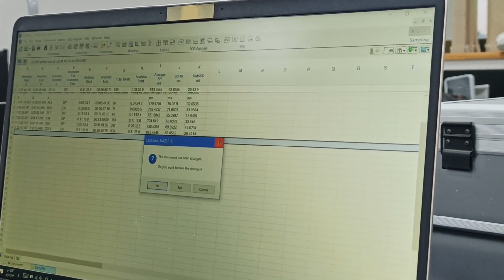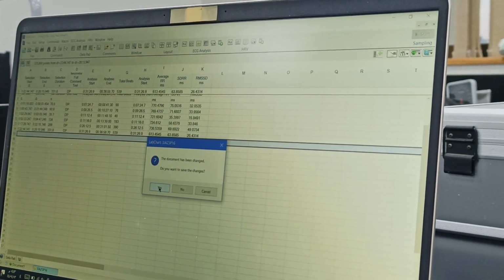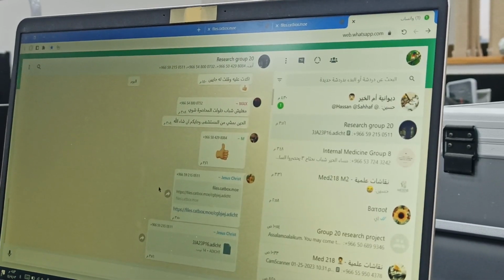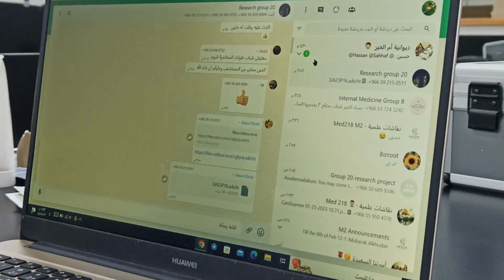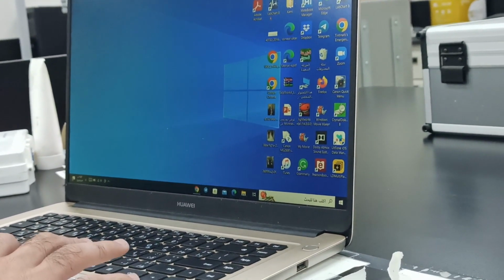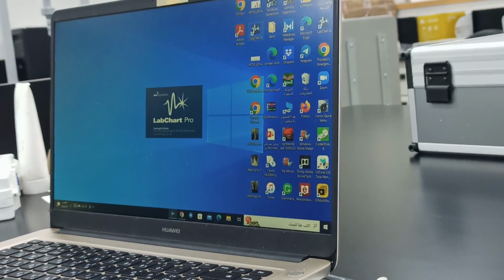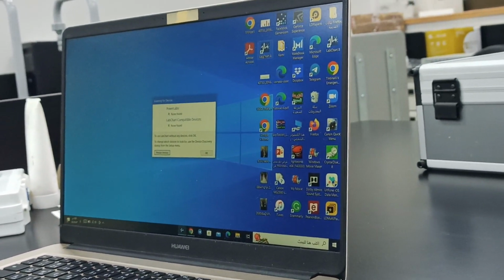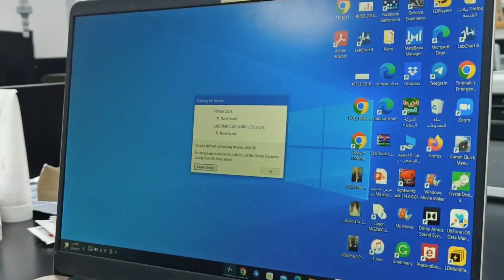It doesn't have any data, only the settings. Now open the LabChart program again.